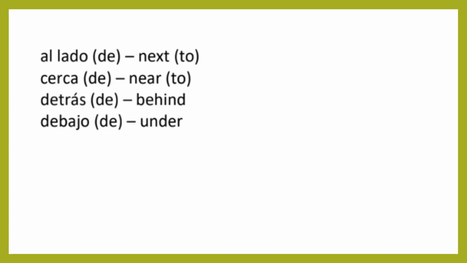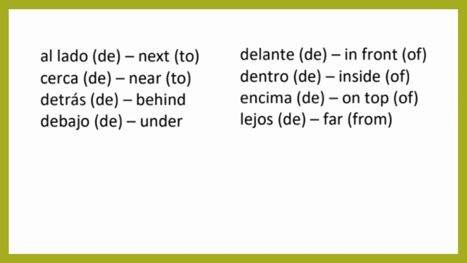All right, so here are the 8 prepositions that you need to make sure you know in Spanish and how to use them with the word de afterwards. We have al lado de, next to, it literally means to the side of, cerca de, near to, detrás de, behind, debajo de, under, delante de, in front of.